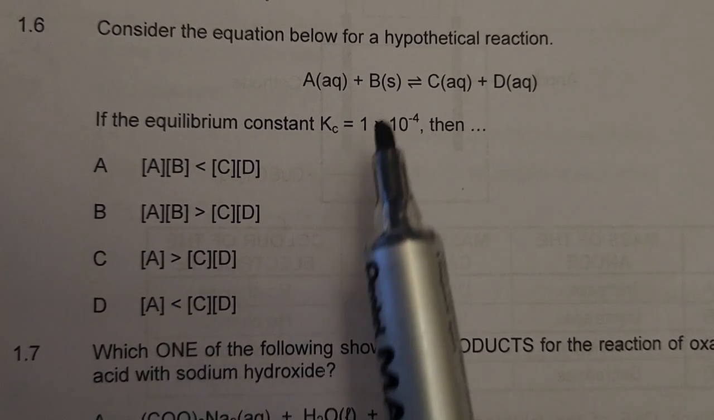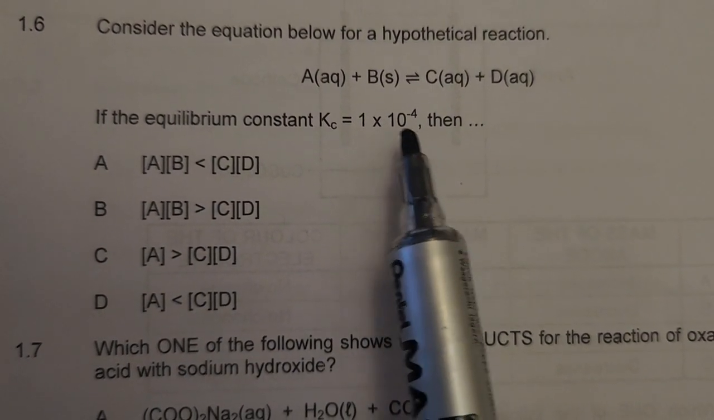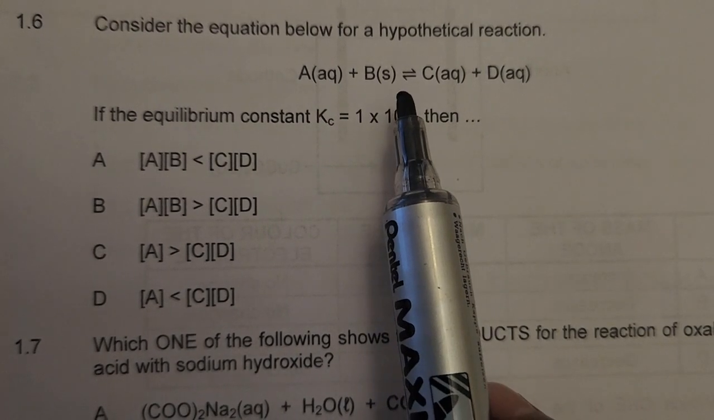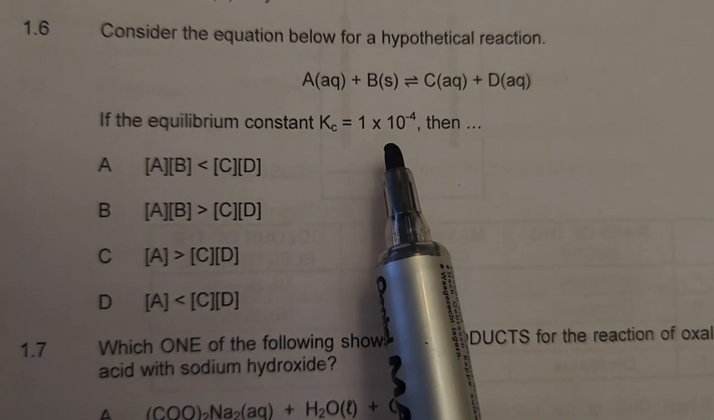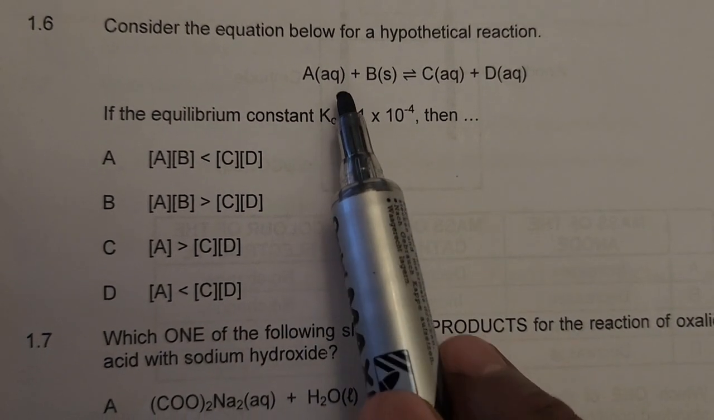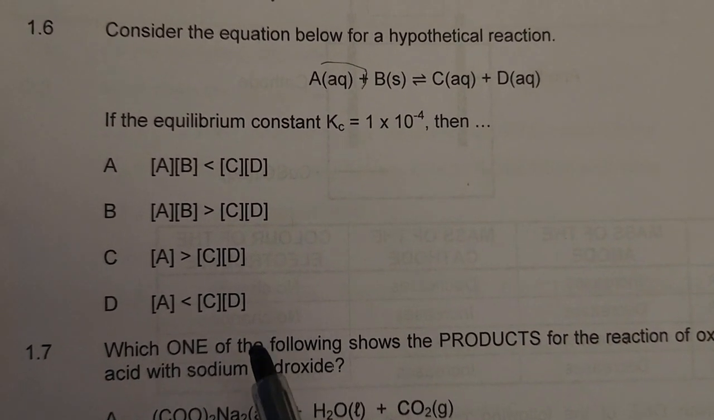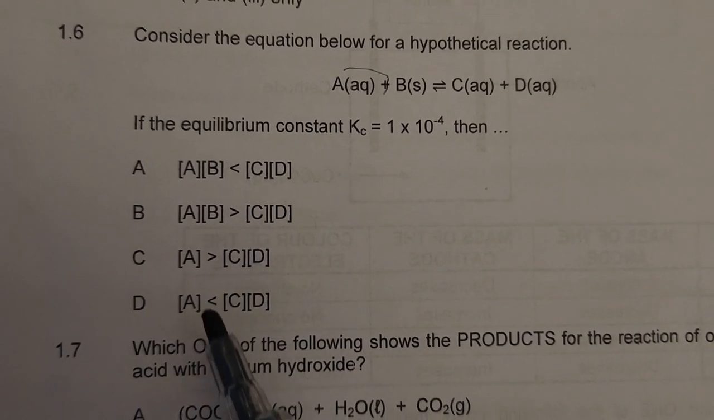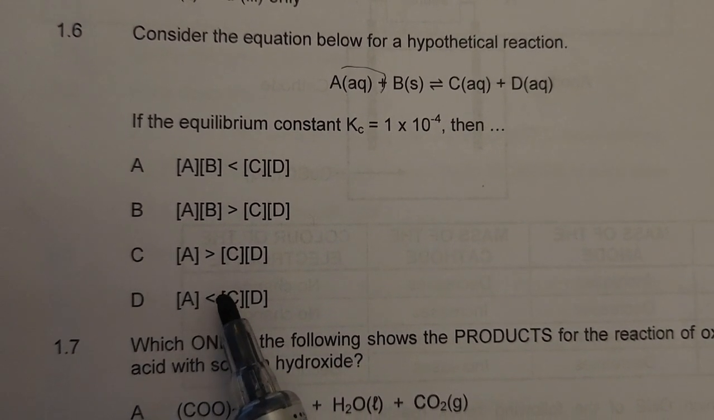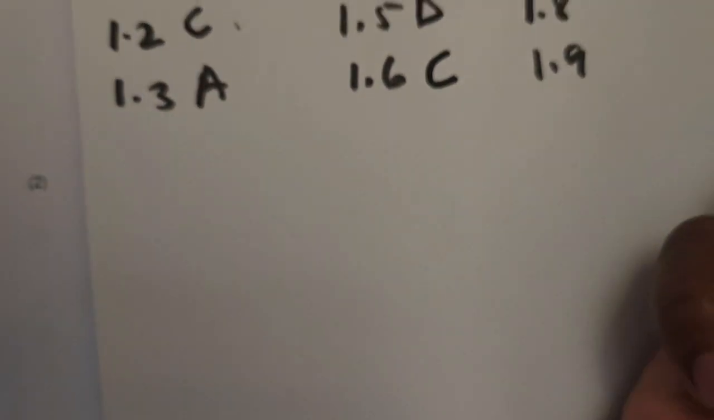So fine. Then if you look at this one, obviously it's the same as 1 over 10 to exponent 4, meaning that we have got high concentration of the reactants and products. So concentration of the reactants, which is this one, will be greater than both of the C and D. We are looking for that one. A is bigger than C and D, which is number C. C will be the best bet in this case.